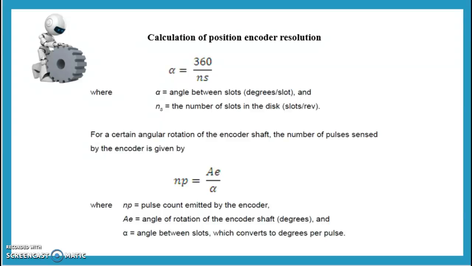If your robot moves a certain distance, the number of pulse counts required to move this distance is given by the formula Np, which is equal to the pulse count emitted by the encoder, equal to the angle of rotation of the encoder shaft divided by the angle between slots.